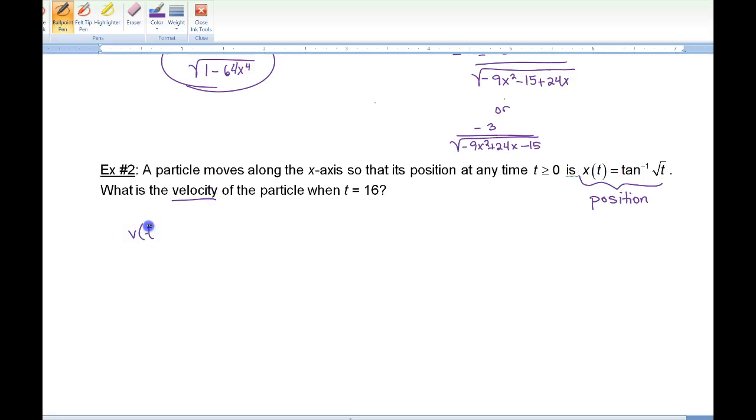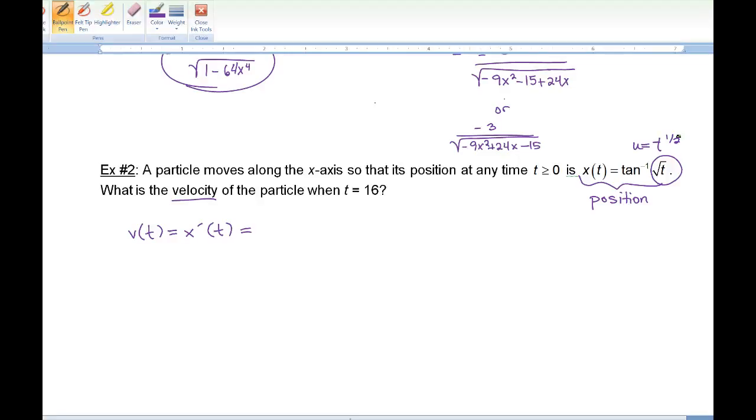Velocity. So v of t is going to be obviously the derivative of the position. Often we'll see position with an s of t. This one's x of t. So in this case, u is t to the 1/2, right? Think of u as some function within that composition of functions.